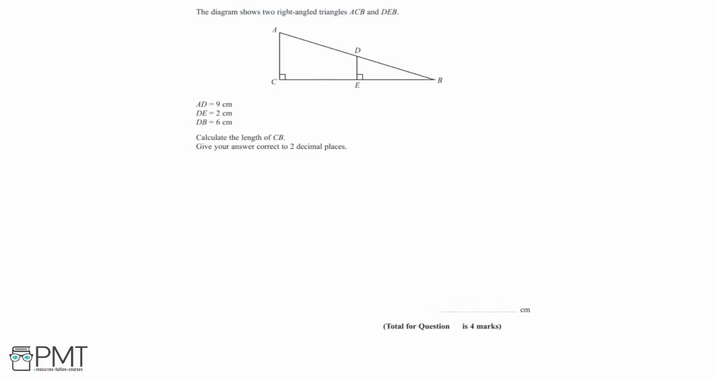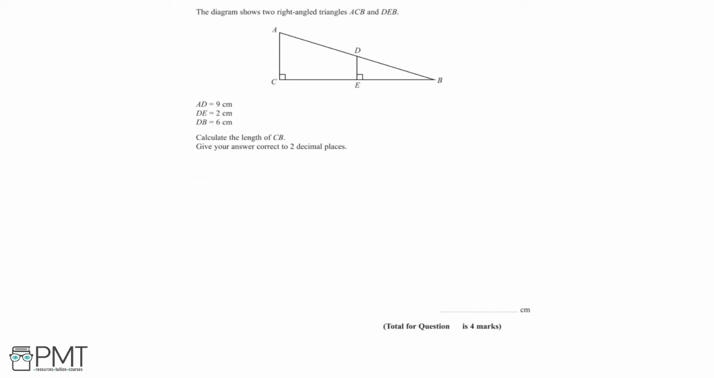In this question, we're given a diagram which shows 2 right-angled triangles, ACB and DEB. We're told that the length of AD is equal to 9 cm, the length of DE is equal to 2 cm, and the length of DB is equal to 6 cm. We need to calculate the length of the line CB, giving our answer correct to 2 decimal places.